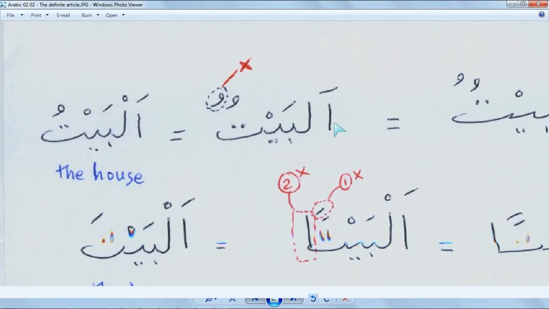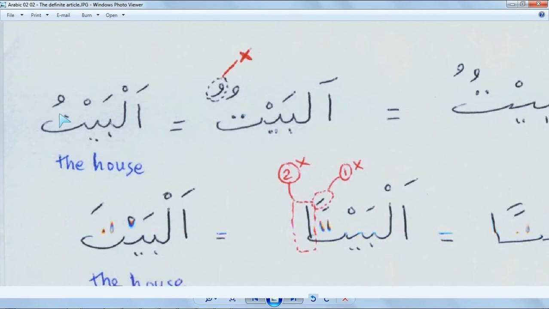But you're not allowed to say that, so as soon as you add the al, the extra vowel on the last letter has to be removed, hence this little cross there. So al baytun, if we literally write it, will become al baytu, the house.